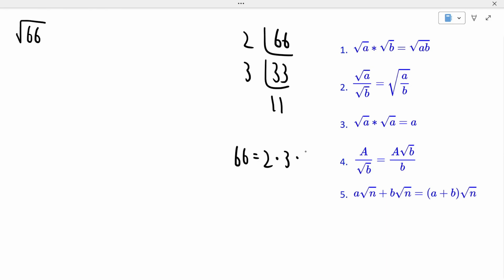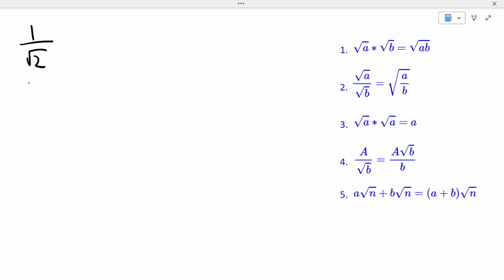We can see that the prime factorization of 66 has no repeated prime factors, and each factor only shows up once. So this means the square root of 66 can't be simplified any further. It's already in simplest form, and that's also true because 66 doesn't have any perfect square factors. So up until this point, we have covered the multiplication and division properties for square roots, and rewriting square roots in simplest form. Another thing to consider when simplifying square roots is rationalizing the denominator.